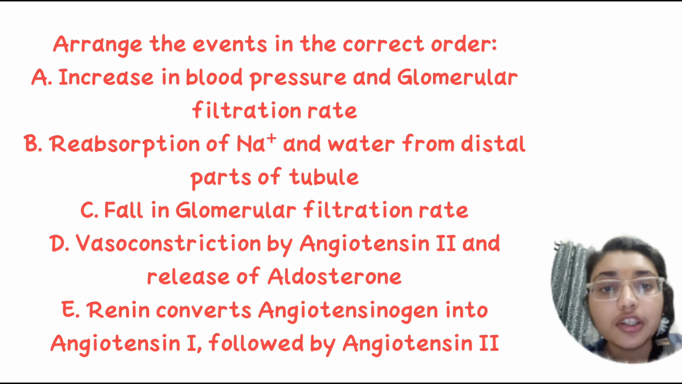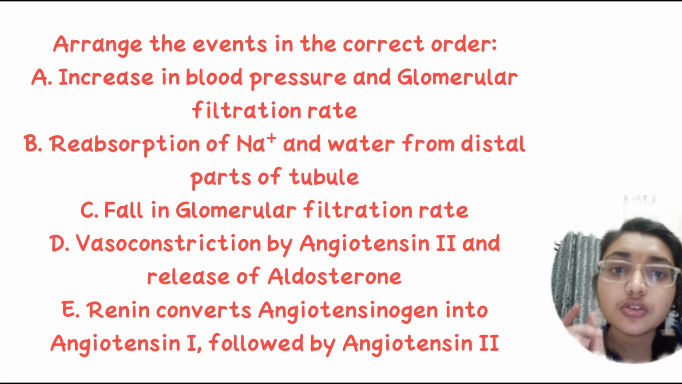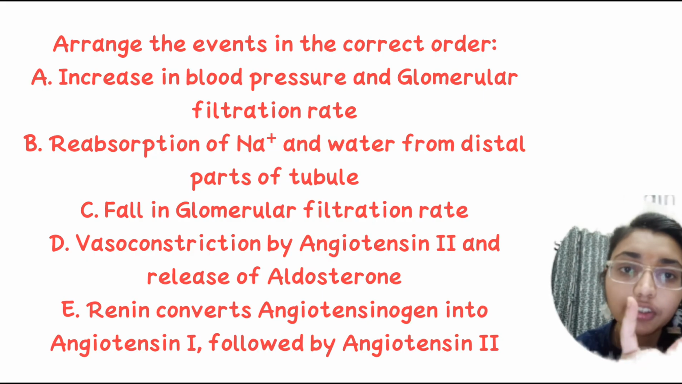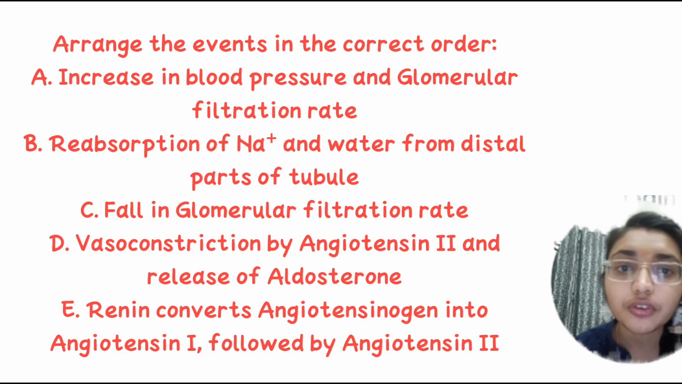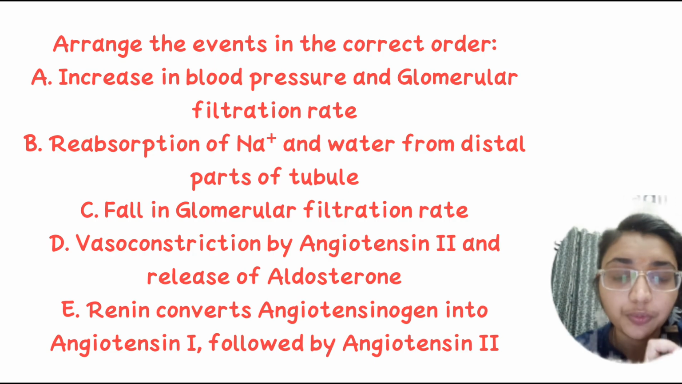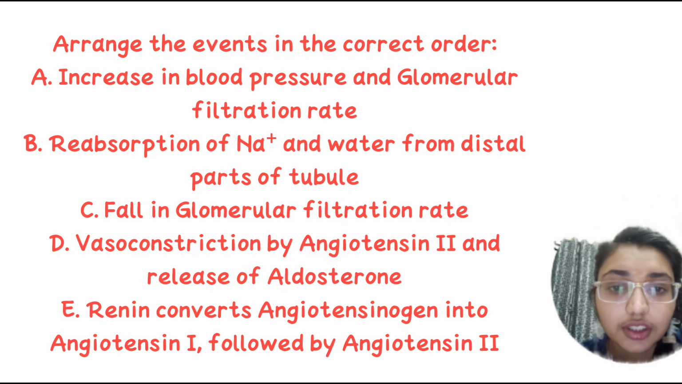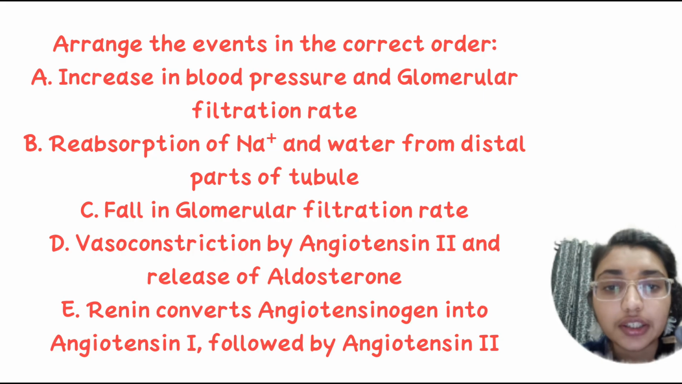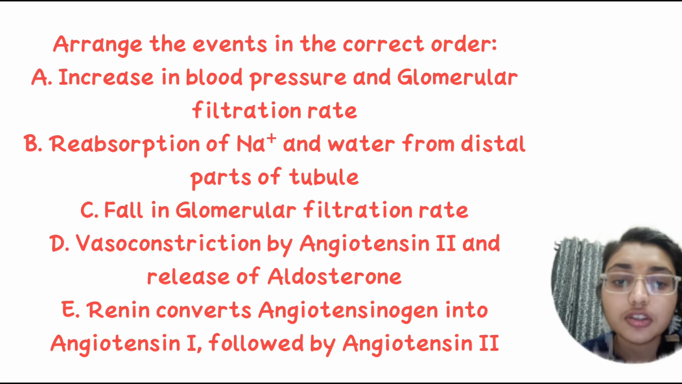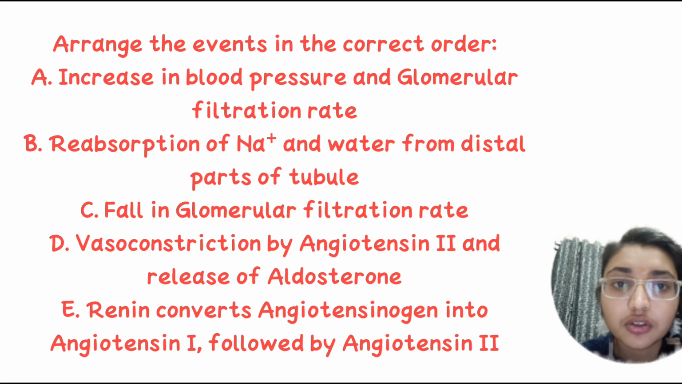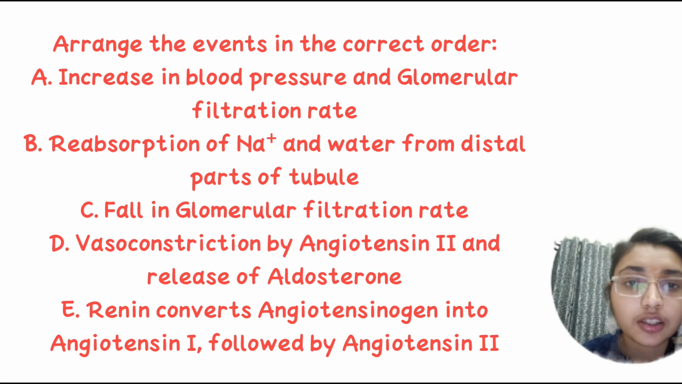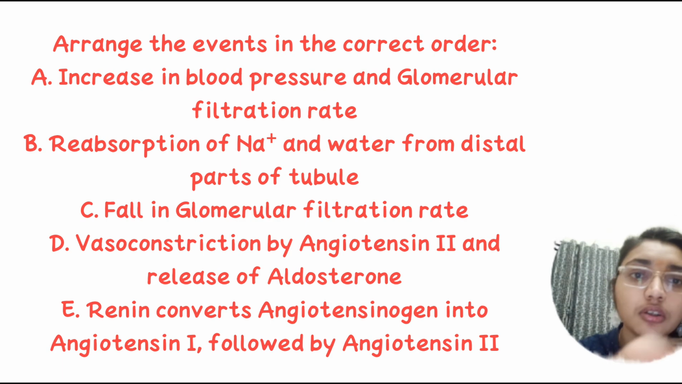What is happening? First, the sodium is getting reabsorbed, and after that, the water is getting absorbed from the distal part of the tubule. After that, the next point is the increase in the blood pressure and glomerular filtration rate. So the correct order for this is C, E, D, B, A. This is the correct sequence. So the correct answer is this one. Now moving on to the next question.